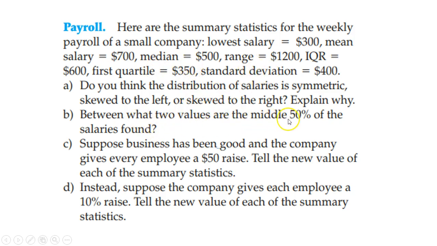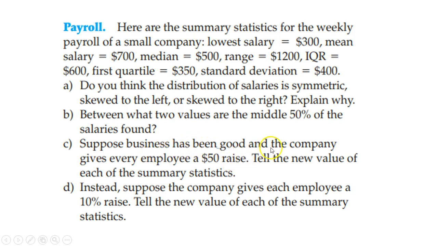Between what two values are the middle 50%? Well, that one we can figure out easily. The interquartile range is between Q1 and Q3, and if I know the range is this, and I know that's one quartile, basically we can set up an equation to solve to find that third quartile to see where the middle 50% is from.